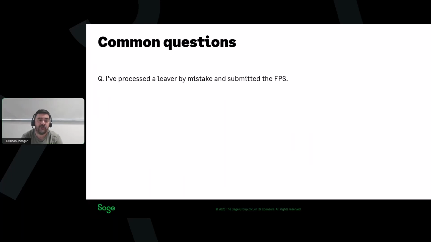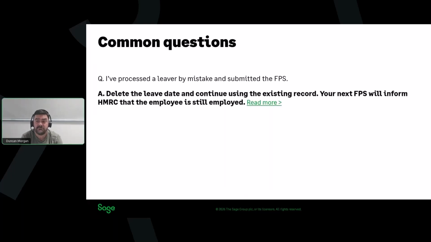A couple more for you. I processed a leaver by mistake and I submitted the FPS. What do I need to do? And this one's surprisingly simple. All you would need to do in this scenario is to delete the leaving date from the employee record and then continue using that existing record for the employee. The next time they're included in an FPS with that existing record, it will inform HMRC that the employee is still employed by you, so they haven't actually left, so that will keep their employment open on HMRC's records.